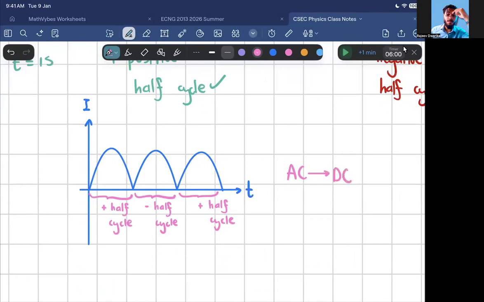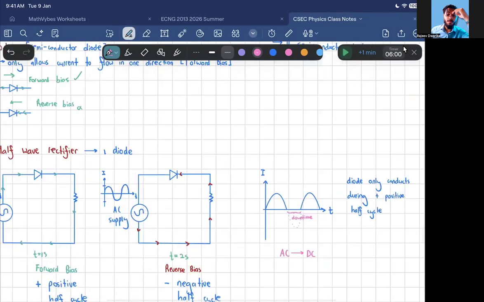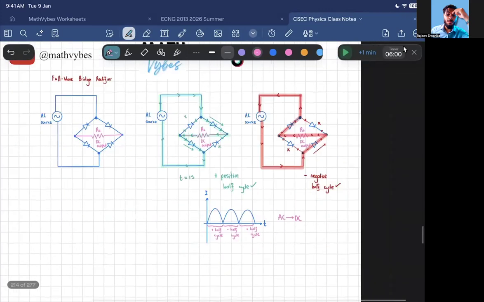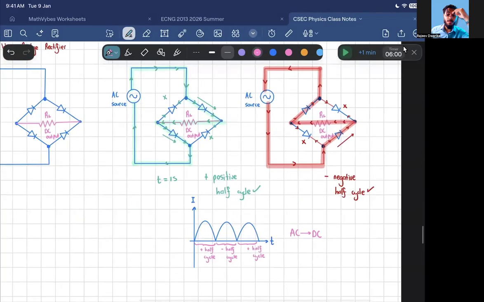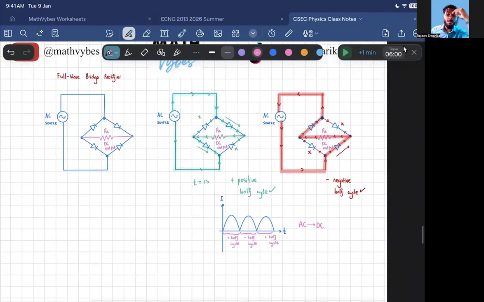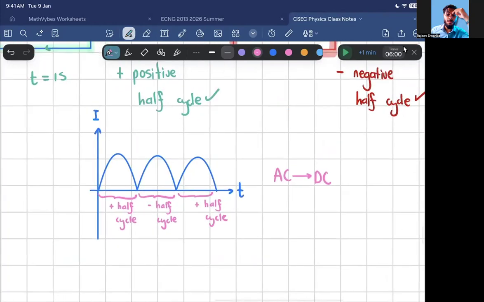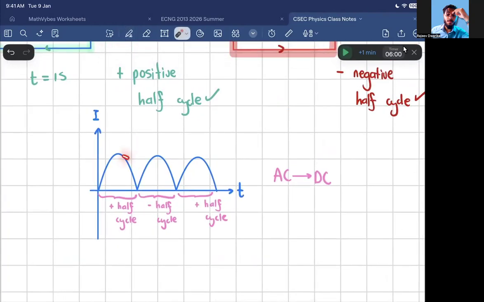So which one is being used on the phone, the half wave rectifier or the full wave rectifier? What do you think? To charge your phone now, which one is being used? Full wave rectifier. Yeah, obviously. Now, if you notice though, there are still some dips in power. Are you seeing that? There are still some dips.